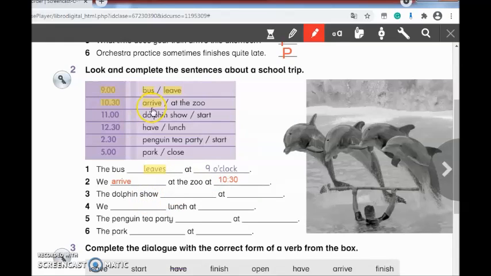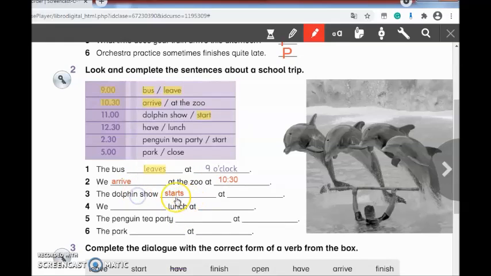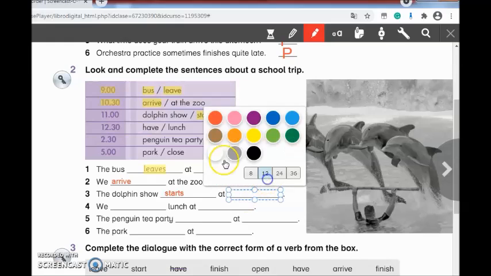Number 3. Dolphin show. The dolphin show start. Here we have the verb start. We will put it in the correct way. Starts. Why we add S to the verb? Because the subject here is singular. The dolphin show. عرض الدلافين. At, and the time is 11 o'clock. So write 11 o'clock.